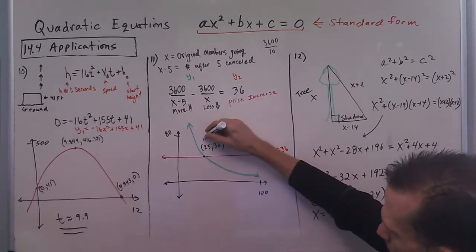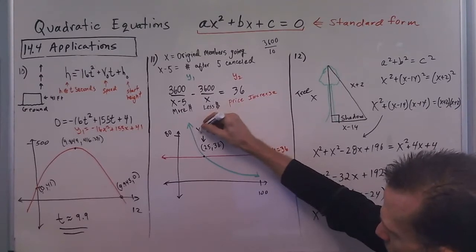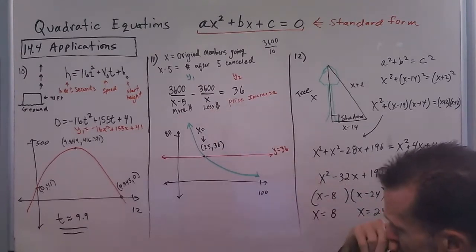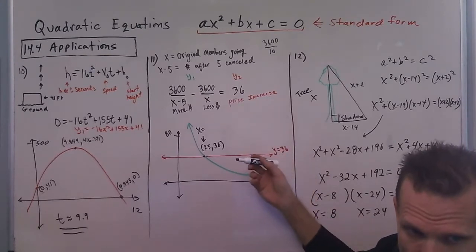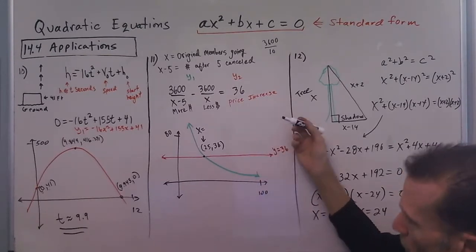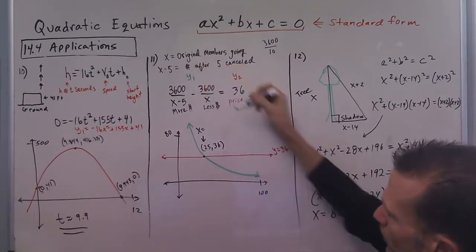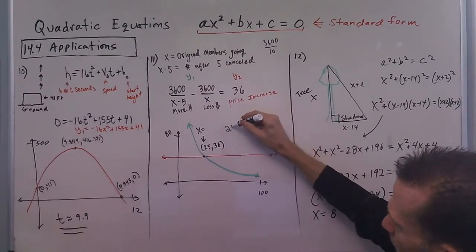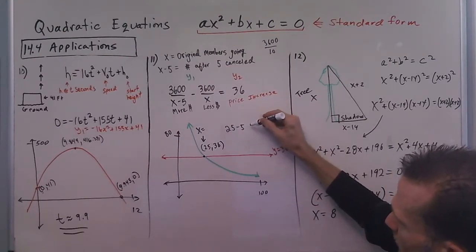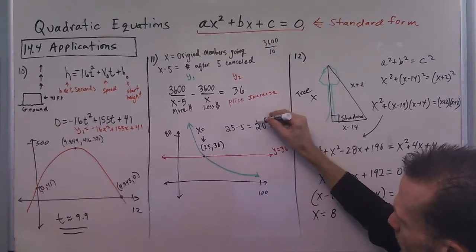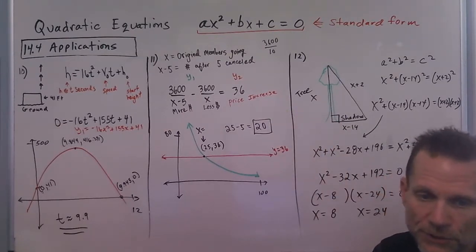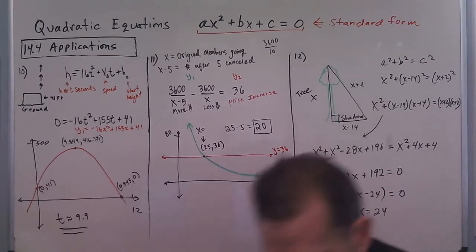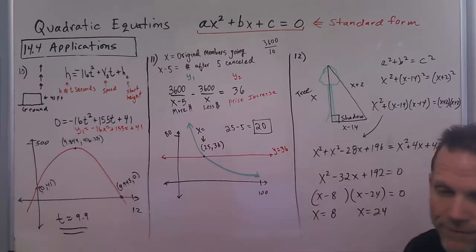So remember, this is the x value. And the problem asks how many people went on the trip total. Well, the number of people that went on the trip was 25 minus 5, which is equal to 20 people who actually went on the trip. If they had asked how many people were going originally, we would say 25.